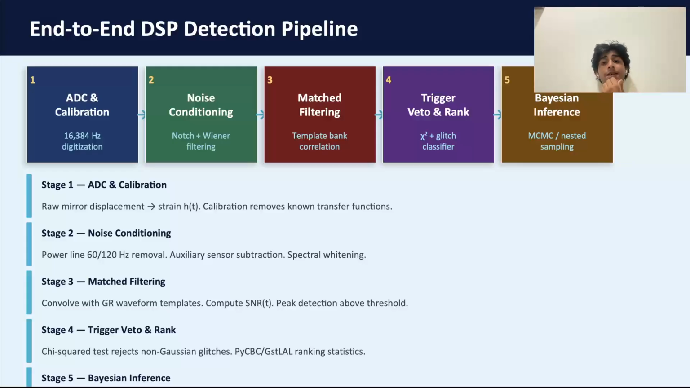The last stage is Bayesian inference. A vetted candidate gets the full treatment. A statistical algorithm samples the posterior probability distribution over all 15 physical source parameters simultaneously, giving us not just one point estimate but proper uncertainties on everything: masses, spins, distance, sky location, and orbital orientation.